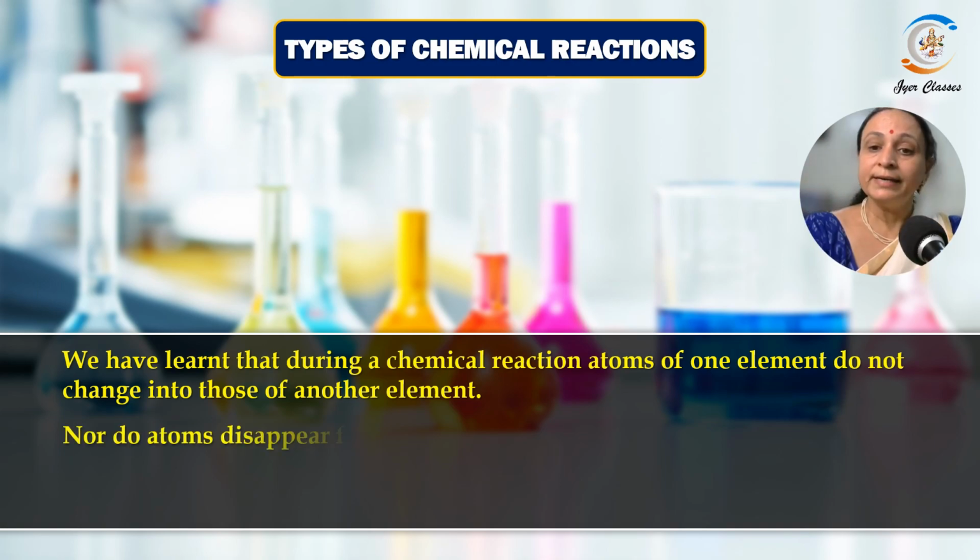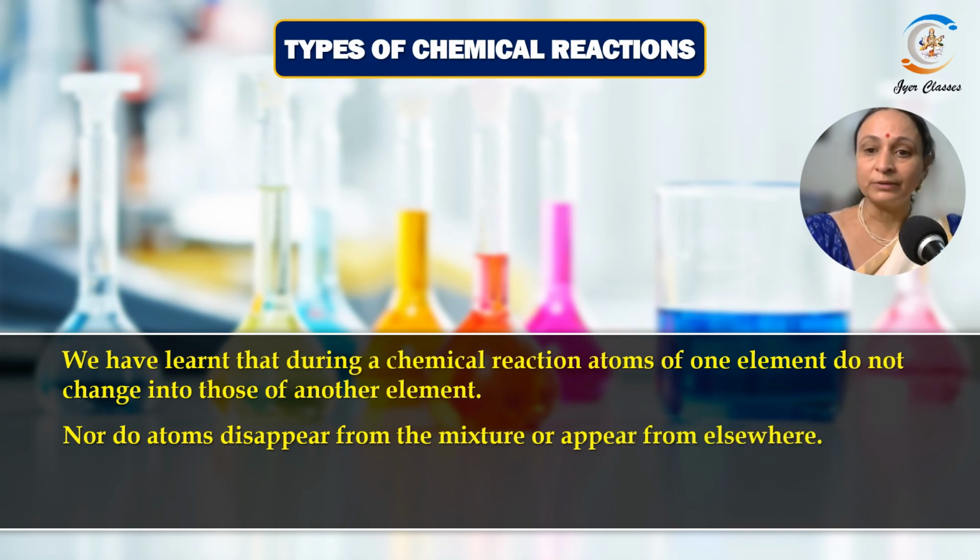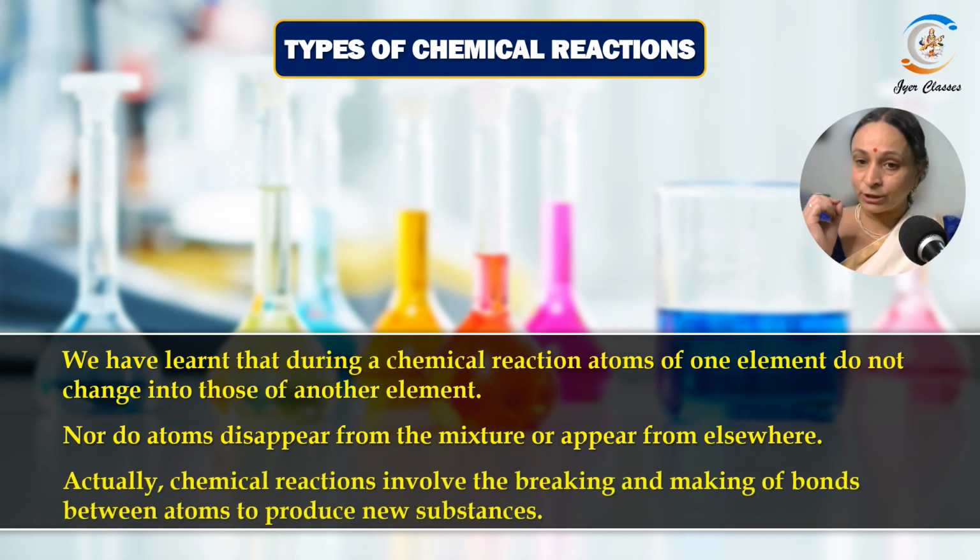ना तो नया element produce होता है, ना तो कोई पुराना एलिमेंट गायब होता है। तो फिर क्या होता है केमिकल रिएक्शन में? In a chemical reaction, it actually happens that new bonds are either made or broken, right? So any of this which happens leads to chemical reactions, right? Now let us one by one see the types of chemical reaction.